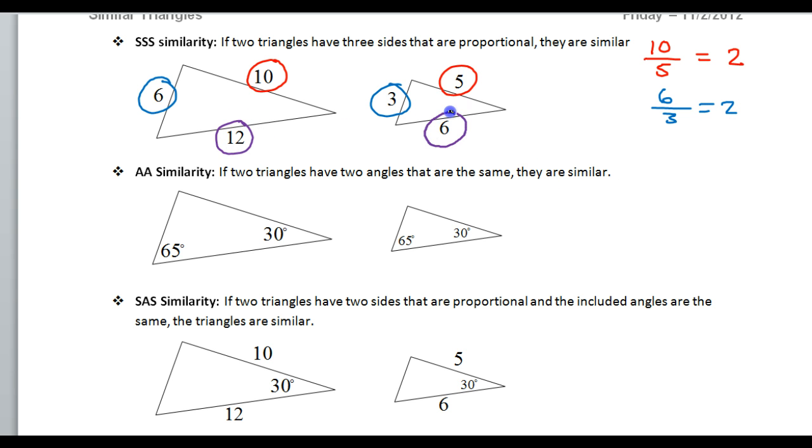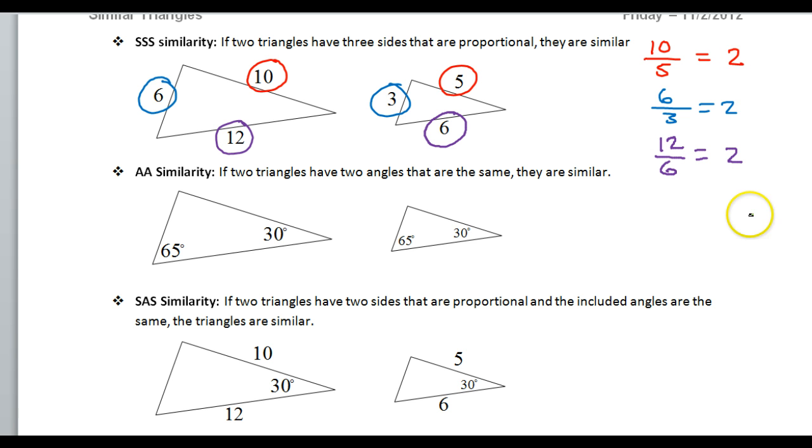12 and 6 are corresponding sides. If I do 12 over 6, I get 2. So this is what it means when I say all three pairs of sides need to be proportional. So that would be side-side-side similarity.